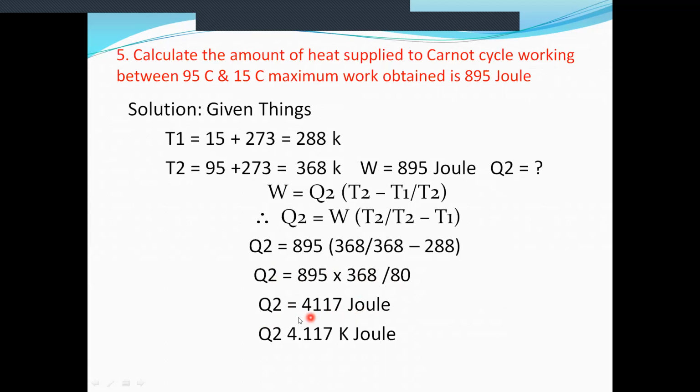This is in joule, and if we convert this heat into kilojoule, we have to divide by 1000. If you want to convert joule to kilojoule, divide by 1000, and to convert kilojoule to joule, what will you do? Multiply by 1000. So the value of Q2 is equal to 4.117 kilojoule. You can write the answer in either form, joule or kilojoule is fine. Okay, next problem.